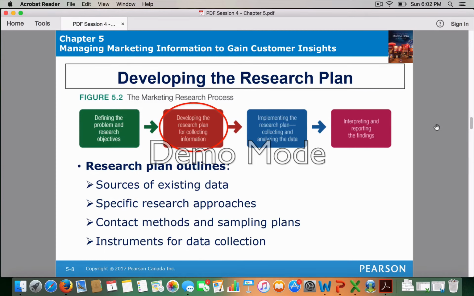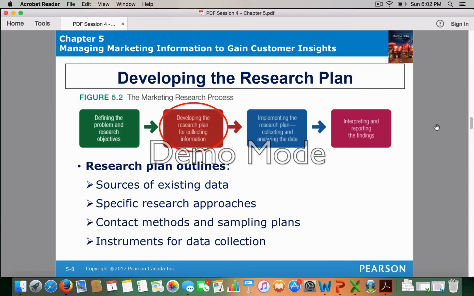The second step of the research process is developing a research plan. How are you actually going to go about answering these really important questions that you just developed in the first step? And the process of developing a research plan, first of all, includes identifying all sources of existing data. There's no point in going out and gathering all kinds of new information if information that would help you answer your questions already exists. So the first thing you should do anytime you're embarking on a research plan is see if somebody's already done the work for you.